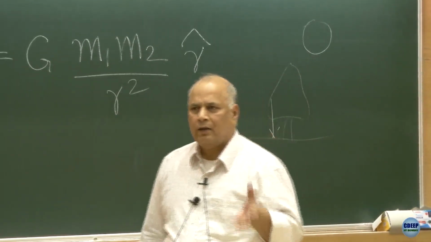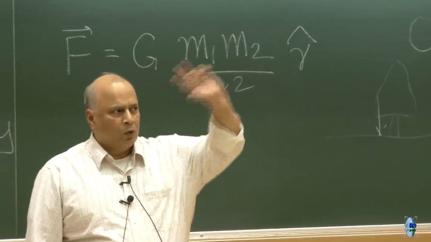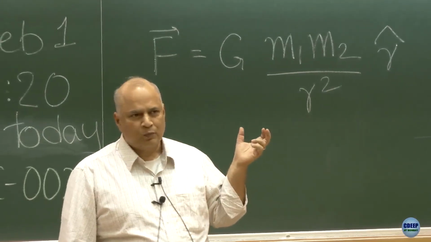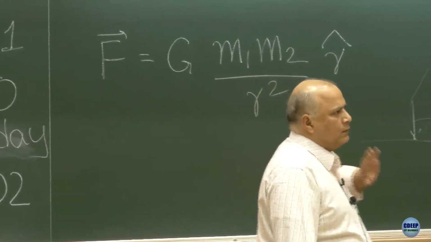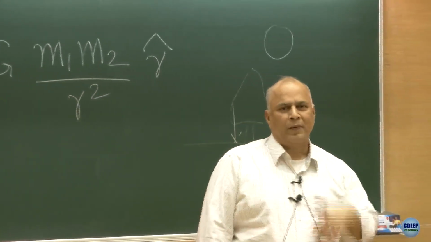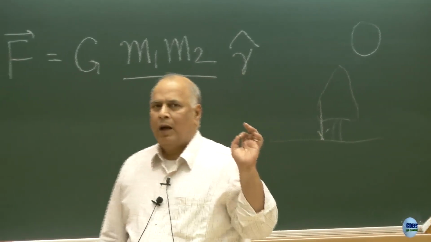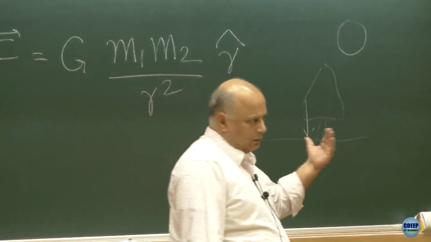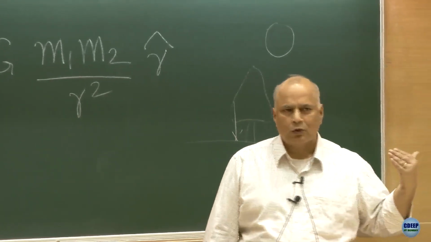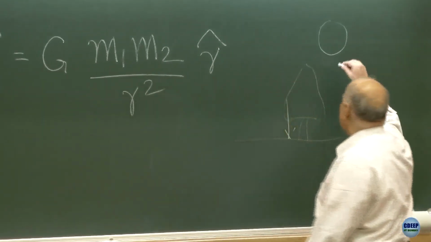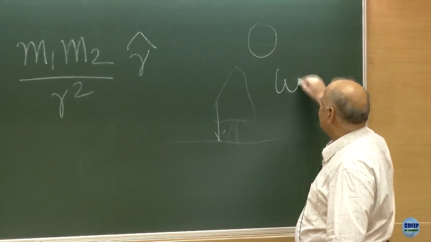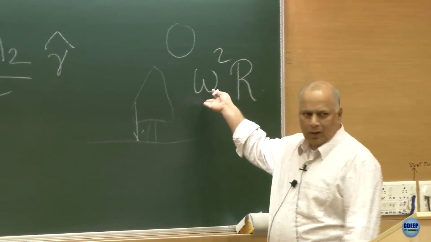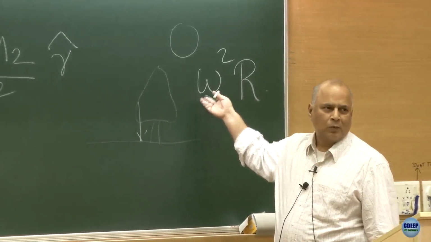So he started thinking about the motion of the moon versus the motion of the apple. And he knew very well that the moon moves in a circular orbit around Earth. And 10 years before, Huygens derived the formula for centrifugal force. So Newton knew that the acceleration of the moon is omega squared r. Omega, what is omega for the moon?